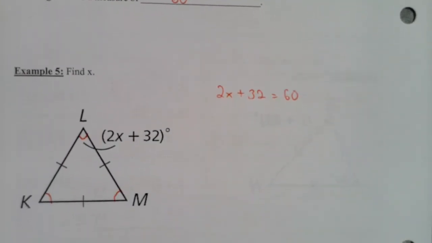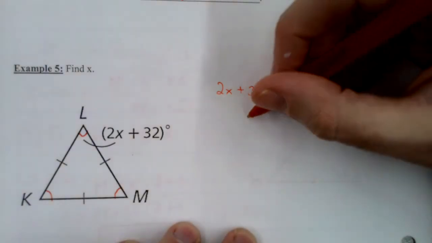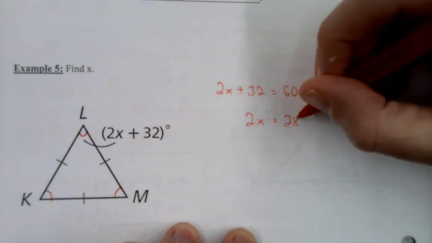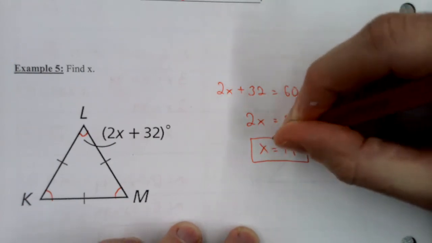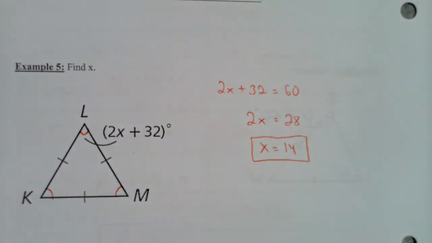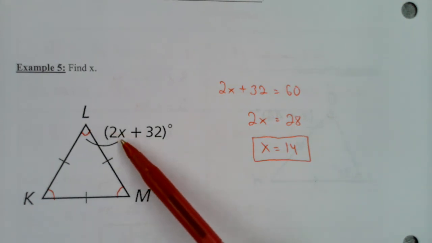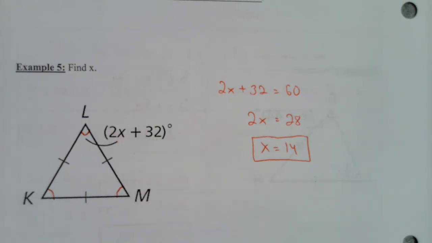Solve this for x. Subtract 32. 2x equals 28, and x equals 14. Let's just double check that real quick. 2 times x, 2 times 14 is 28, plus 32 equals 60. Perfect.